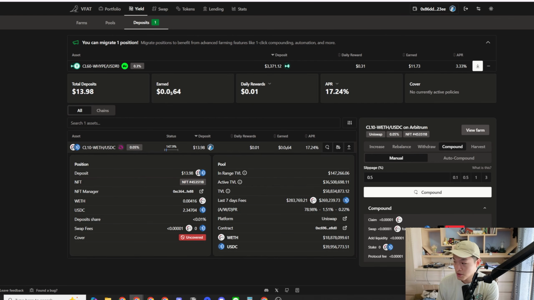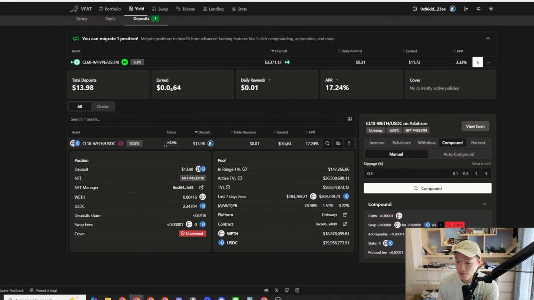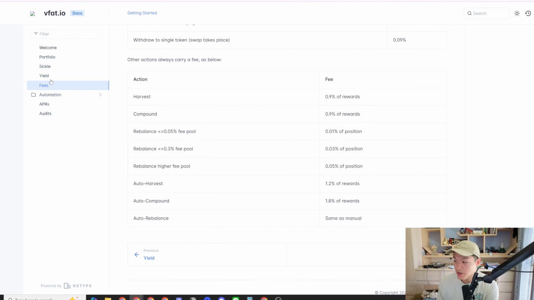So that's pretty much it. I hope that makes sense. It's definitely a good tool to use if you guys are managing a ton of different positions or running like a smaller cap altcoin strategy, for example, where you want to be more well diversified. Then you could set up vFat to basically automate your process. You can look at their docs as well.